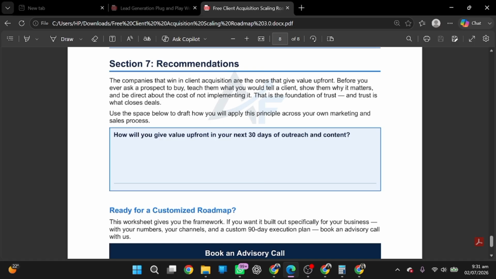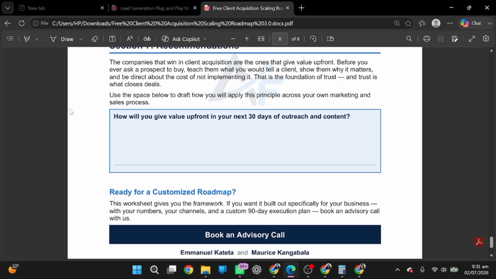Then section 7 here is recommendation. Our recommendation: the companies that win in client acquisition are the ones that give value upfront. Before you ever ask a prospect to buy, teach them what you would tell a client. Show them why it matters and be direct about the cost of not implementing it. This is the foundation of trust, and trust is what closes deals. Use the spaces below to draft how you apply this principle across your own marketing and sales process. Exactly how will you give value upfront in the next 30 days of your outreach?